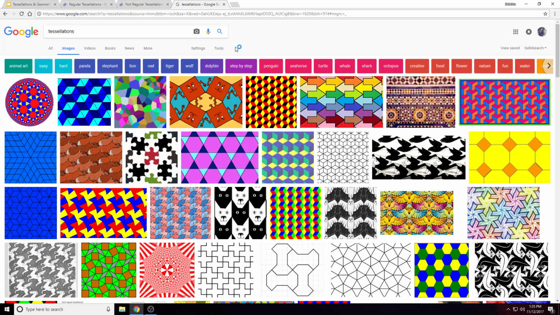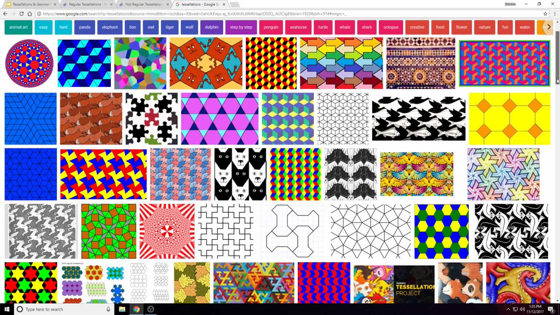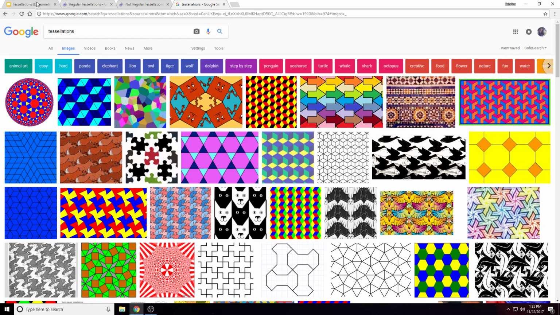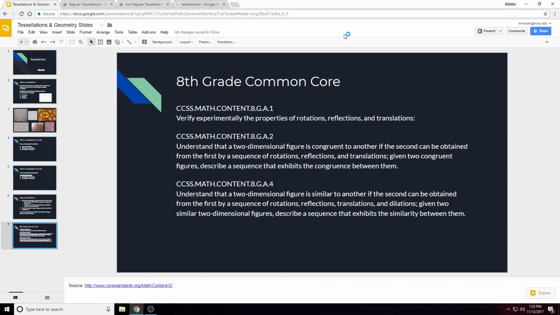Now, I don't have the time to go over those other 2 types, but if you would be interested in doing more research on your own about them, I think tessellations are really, really cool. They're really fun and interesting. And if you Google tessellations, all these different patterns will pop up. And I just think that tessellations are really cool for students of all ages to learn about.